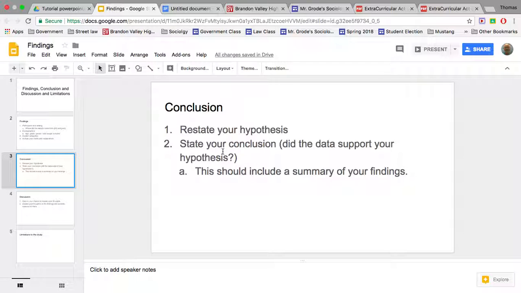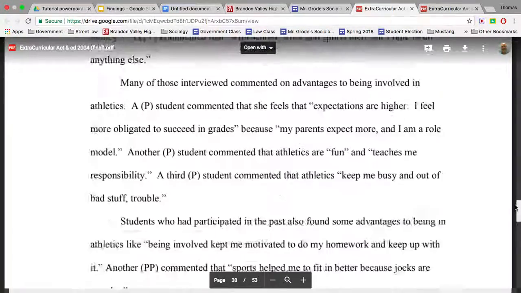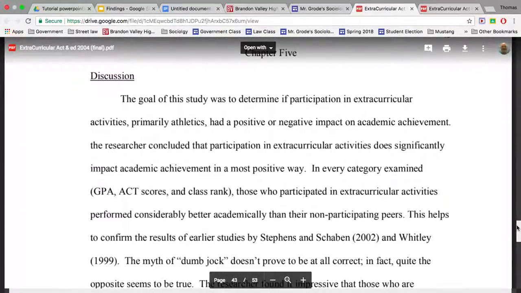In a conclusion, you want to restate your hypothesis, and then what did you conclude? Well, the findings that we had before, you're just writing what you found. Now you're saying, hey, did my hypothesis hold out to be true or false? And again, if you go back to this, now this is page 43 on mine, where I have the discussion.